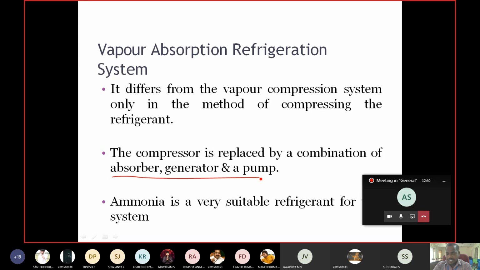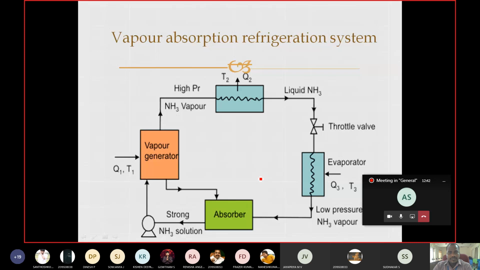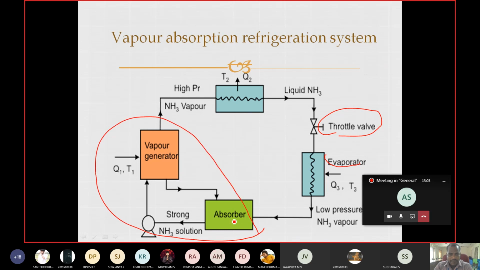Ammonia will be worked as a refrigerant here. So this will give you the line diagram of our VCR, the VAR. So the other processes will be same. So we have evaporator, we have condenser, then we have expansion device. Then the compressor is only replaced with these three components. So we need absorber, we need vapor generator, and we need a pump.